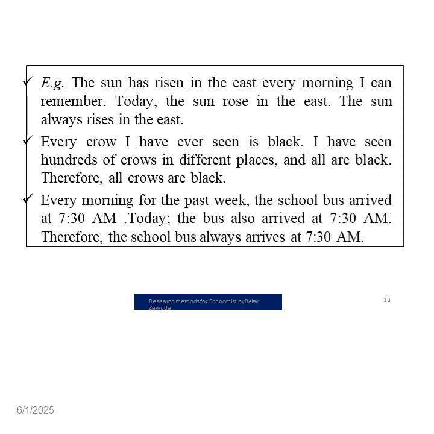Then we take another very ordinary, very clear example. Every morning for the past week, the school bus arrived at 7:30 a.m. Today, the bus also arrived at 7:30 a.m. Therefore, the school bus always arrives at 7:30 a.m. This is a general conclusion from specific to general. I hope you are clear with this reasoning style. Then we use it for our research too.